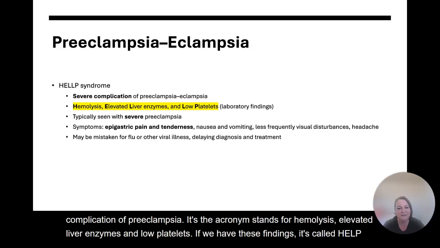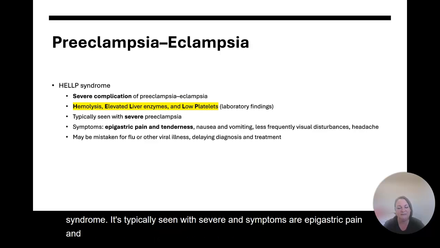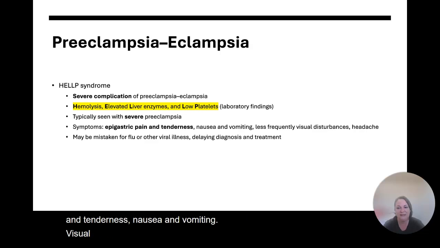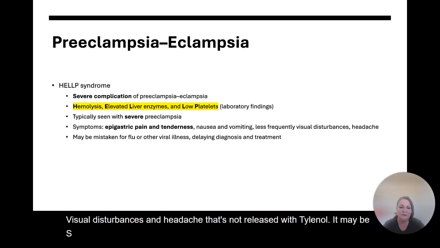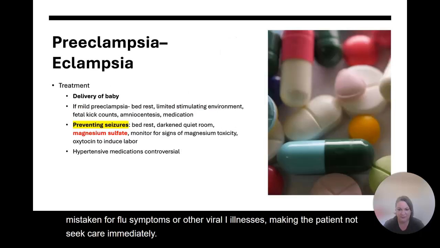It's typically seen with severe preeclampsia, and symptoms are epigastric pain and tenderness, nausea and vomiting, visual disturbances, and headache that's not relieved with Tylenol. It may be mistaken for flu symptoms or other viral illnesses, making the patient not seek care immediately. Treatment is really delivery of the baby.